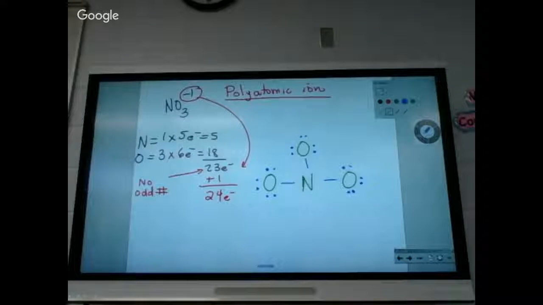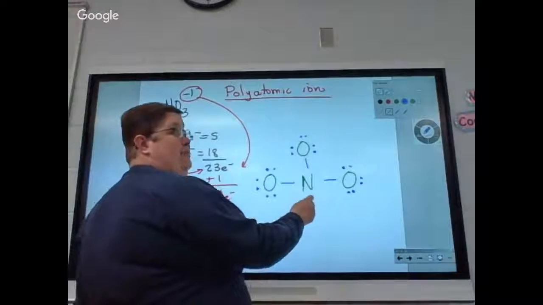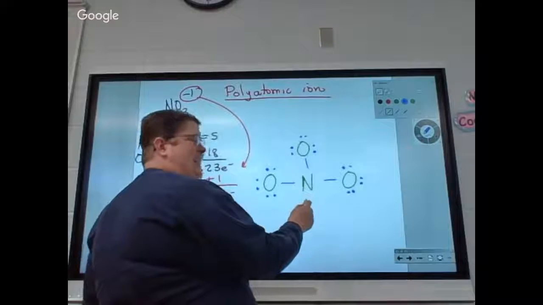Now, I will tell you, this is one of the most missed questions on the quiz and the test. Not necessarily NO3, but this structure, because of that central atom. People look at that and they go, good, and they move on. How many electrons are on that N? 6. Exactly. And people walk off from that all the time and they go, it's got 8, Ms. Wall. It's done. It's got 6.